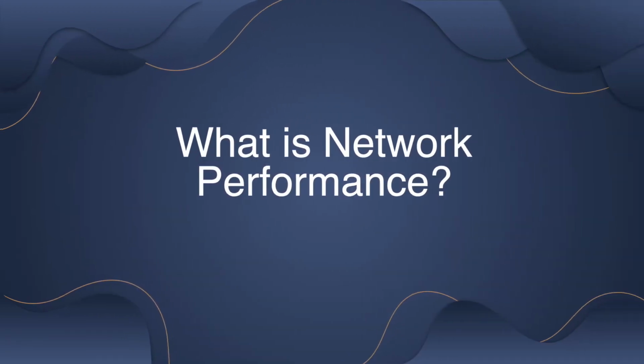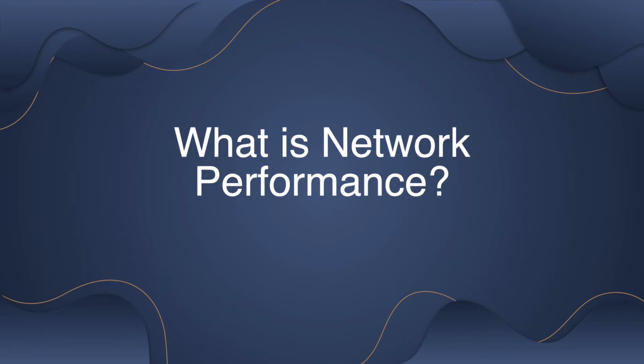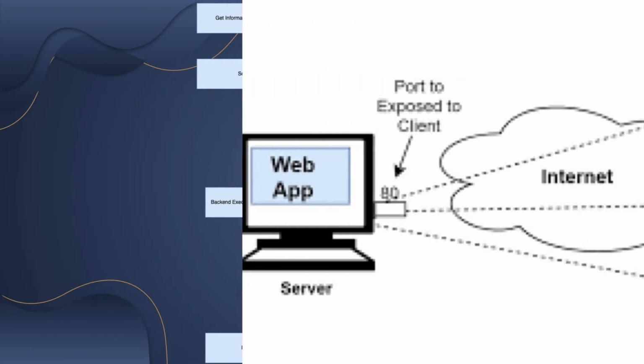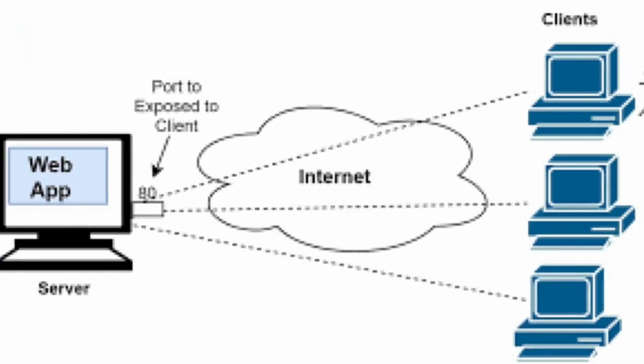Then there is network performance. So what is network performance? Generally, the client application creates the request, then sends it to the server via the internet. The server executes and prepares the response, and sends it to the client via the internet. So here the internet is also an important factor, plus backend execution time is also an important factor.